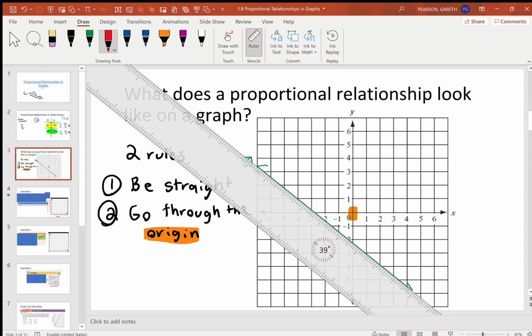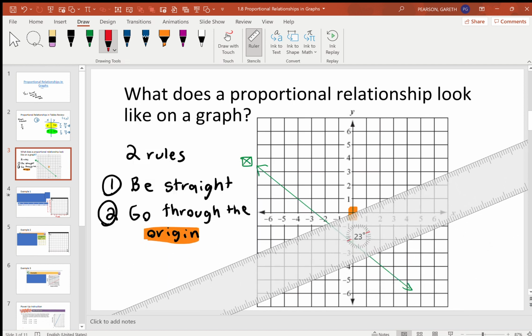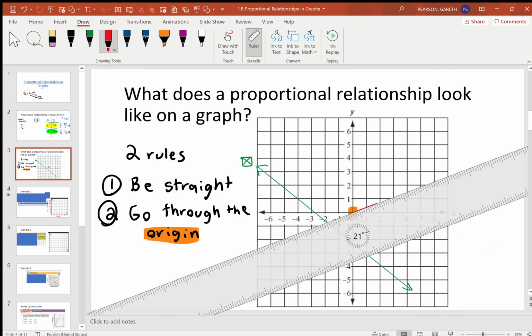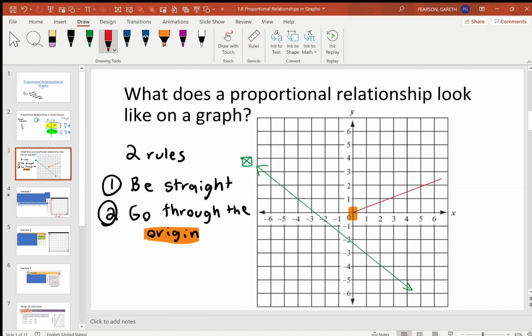Let's go ahead and do another line. Let's do a red line, okay? So, boom, boom. All right, so what about this line? Well, the line's kind of short, but it does go through the origin because it's right there at that point, yeah? And it is a straight line, so yeah, it's proportional. That's literally how easy it is, guys.